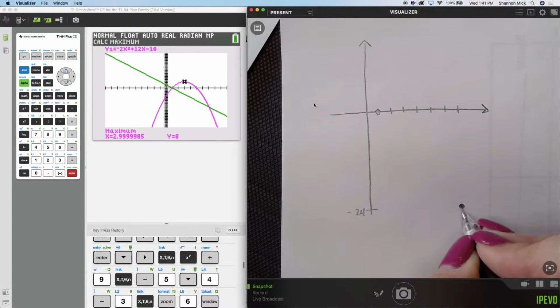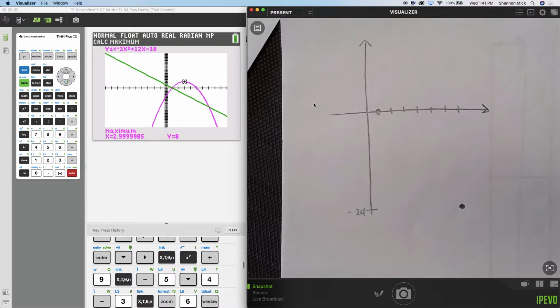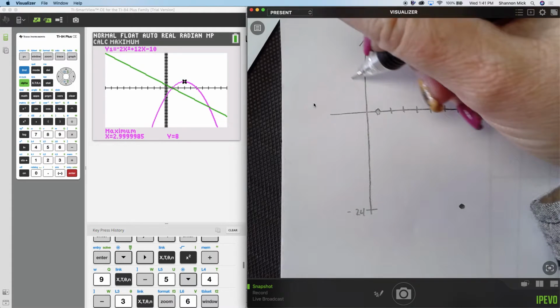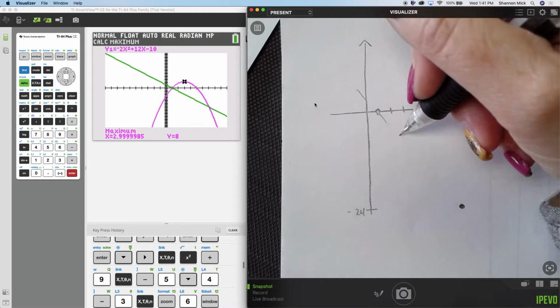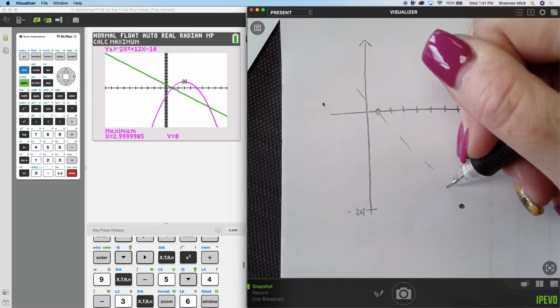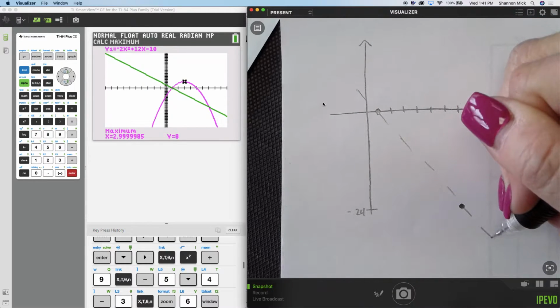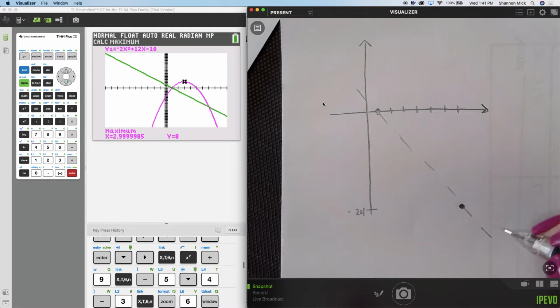Okay, so I know it needs to go through those 2 points. I always find it easier to do my linear first, just because. So I go linear. And remember, it's a dashed line, right? So it goes there. So that's my linear equation.